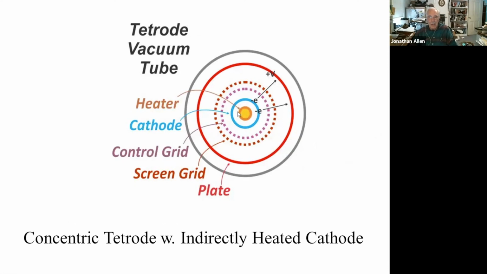And here we have our heater. When it's not the actually emitting thing, it's called a heater rather than a filament, although people are sometimes sloppy and still call it a filament. Surrounding that is a ceramic, usually aluminum oxide, which conducts heat but is an electrical insulator. And around that is the cathode, control grid, screen grid, and plate.